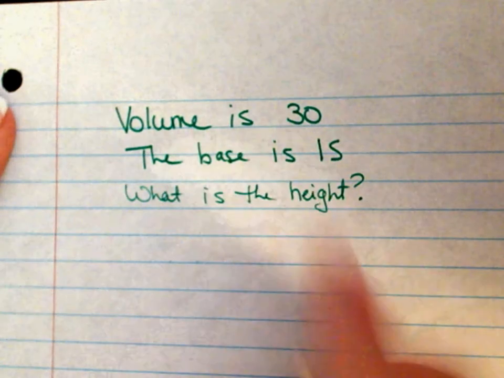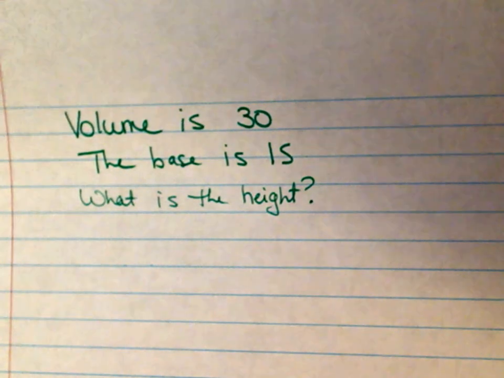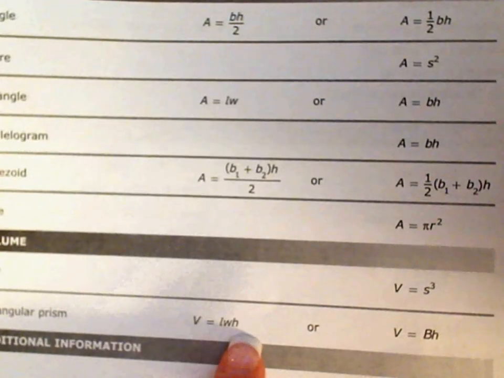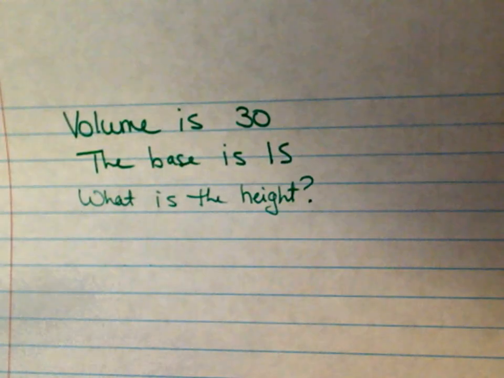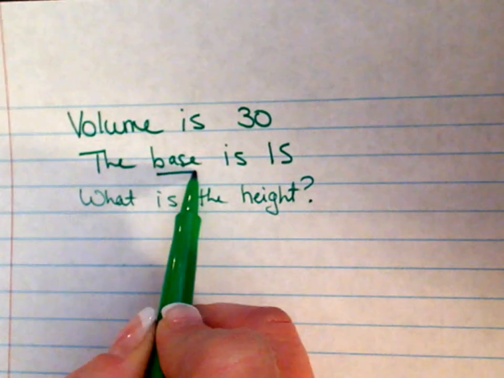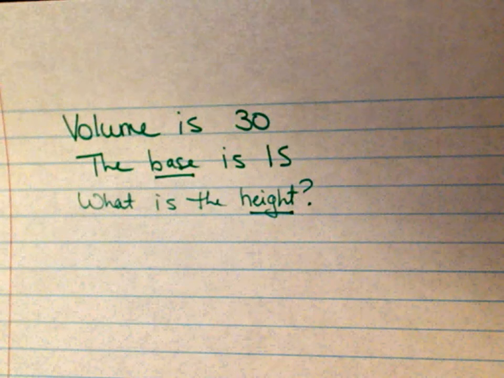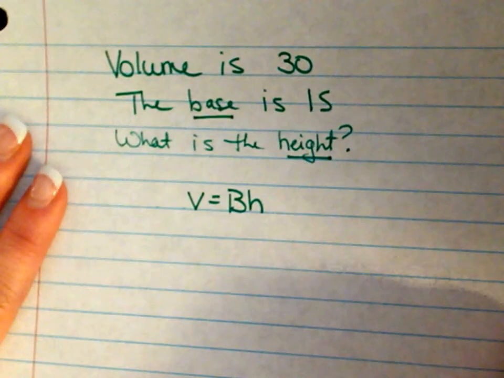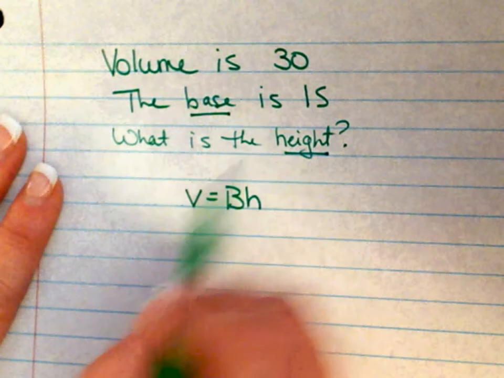Well, again, we have information for volume. I still have to use a formula. I just have to decide, do I have length, width, height, or base height? Well, let's look back at our information. I have base. I'm looking for the height, so I'm going to use the one that has the B in it for base. V equals BH. Again, left to right, fill in what you have.